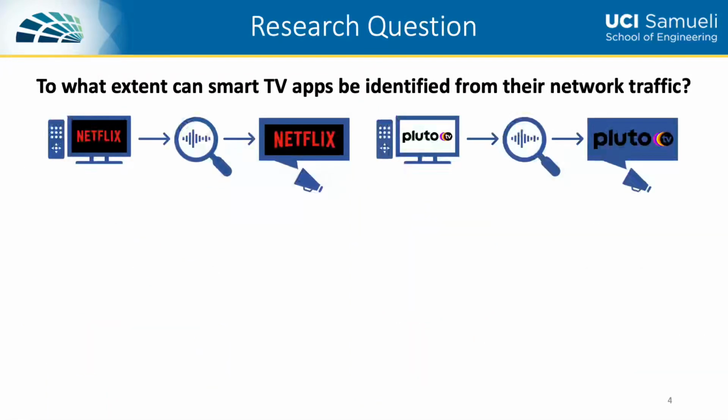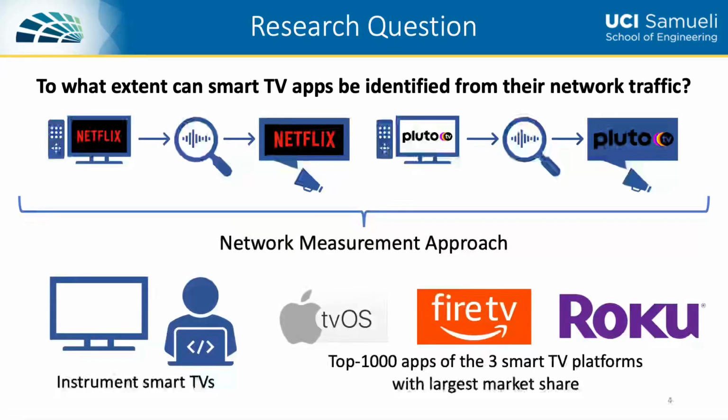Thus, the research question we set out to answer in this study is, to what extent can smart TV apps be identified from their network traffic? To answer this question, we take a network measurement approach in which we instrument smart TVs to repeatedly launch the top 1,000 apps of the three most popular smart TV platforms, namely Apple TV, Amazon's Fire TV, and Roku, and we then analyze the traffic the apps generate for network fingerprints.